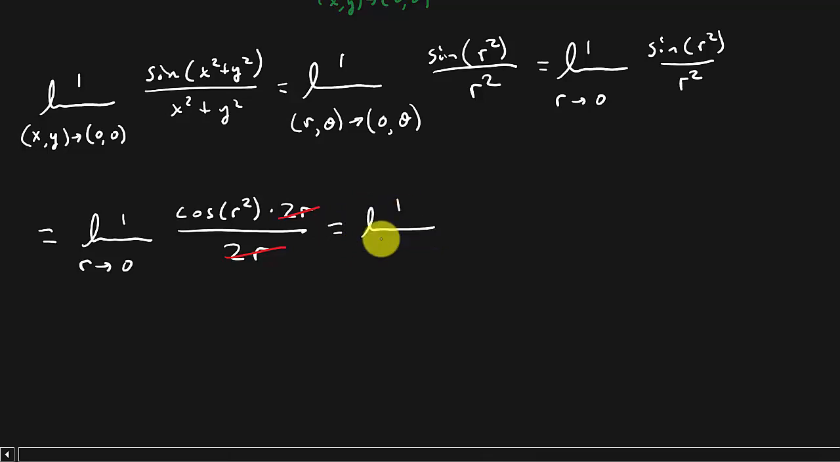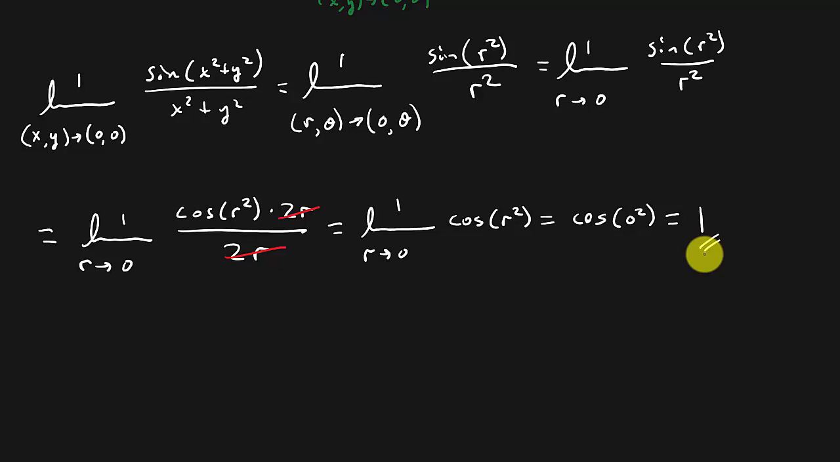And that's equal to the limit as r goes to 0 of cosine r squared, which is cosine 0 squared, which is 1. And so that limit's 1. So when you can use polar coordinates, I would do that. Okay, use the polar coordinates when you can.